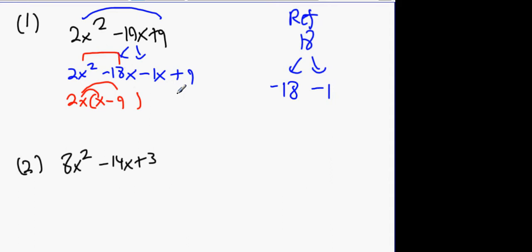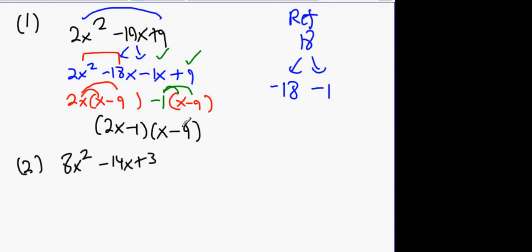Now what do we know about the second bracket? It's the same. Yeah, it's minus 1, and minus 1 goes in here. Check it out, Stephen. Minus 1 by x? Minus 1x. Minus 1 by minus 9? And then what's the answer? 2x minus 1, x minus 9.